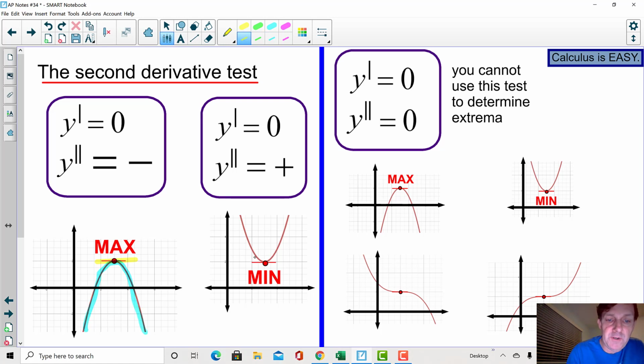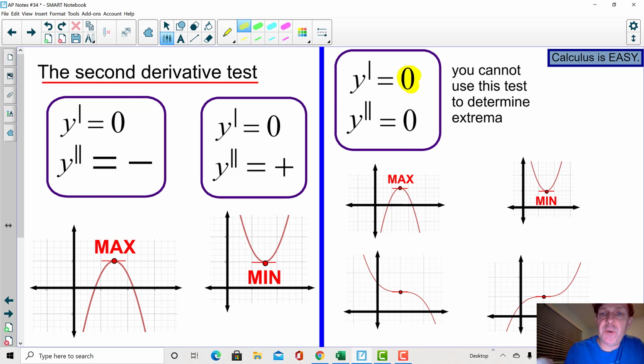For our second picture, you can see the first derivative is 0. That's a horizontal tangent line. And our second derivative is positive, so that means you're concave up at that point. In that situation, you would have a minimum. Now, the second derivative test doesn't always work.